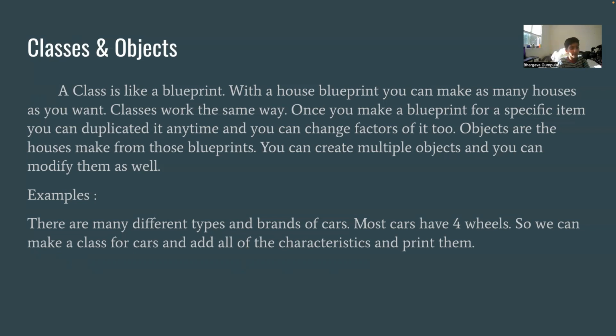An example is, let's say there's a car. There are many brands of cars, and an average car has four wheels. So we can make a class for cars and add characteristics like how many wheels, color, brand, price, or whatever, and then we can print those. And that's just an example.